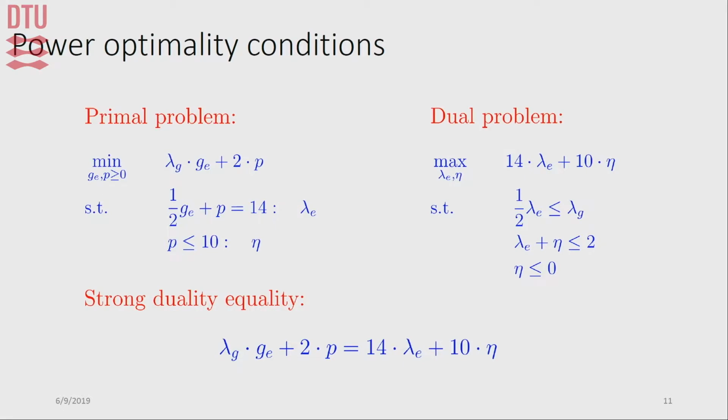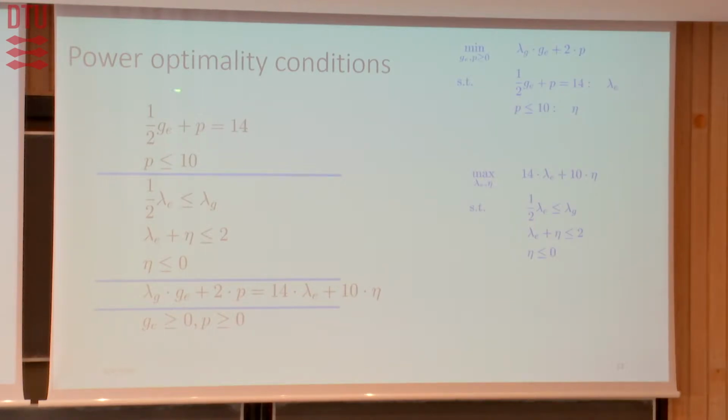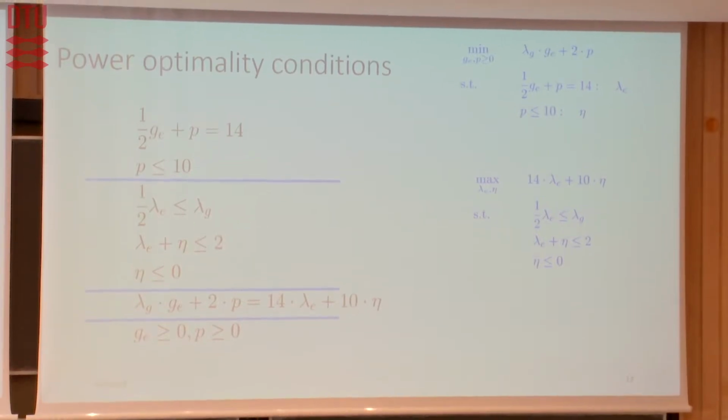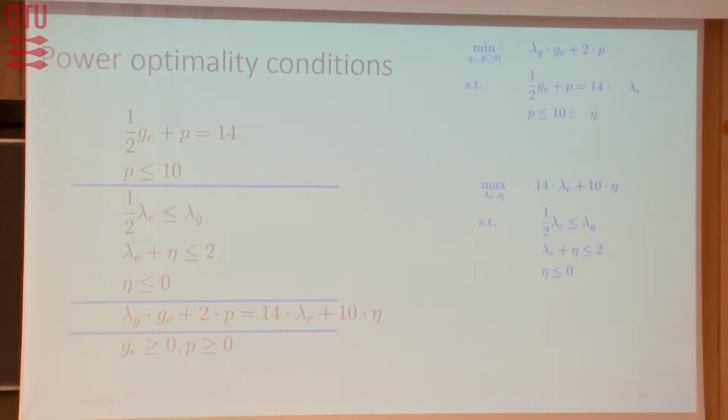Okay, the power problem, or the electricity problem, if you wish. This is the primal problem, dual problem, quickly, lambda G and 2, and then 14 and 10. So this is the primal constraint, this is the dual constraint, and the strong duality equality, the objective function of this equal to the objective function of this, okay? So I do the same, I write the primal constraints over here, the dual constraint over here, the strong duality equality over here, then GE non-negative, P non-negative, and both lambdas are free, because I'm not saying anything, so they are free. So these are the optimality conditions of the two problems.